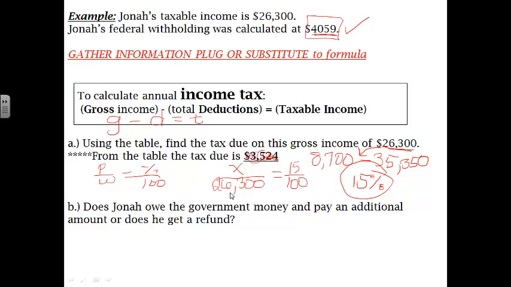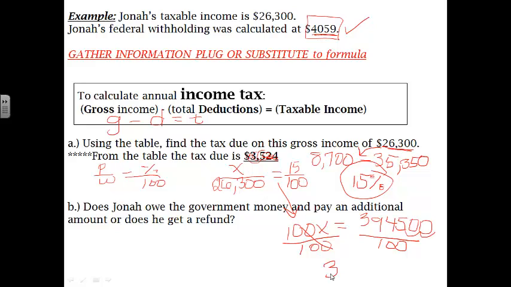Okay, so when I multiply these together, I'm going to kind of do my work down here. I have 100. Cross products are equivalent to each other. So 26,300 is going to be equivalent to 394,500. Okay, now I need to isolate my variable by dividing. So I showed my class a quick way. It was just to move your decimal over. So the tax that is due for Jonah would be $3,945. That's how much tax is due, because we need 15% of that from the table.